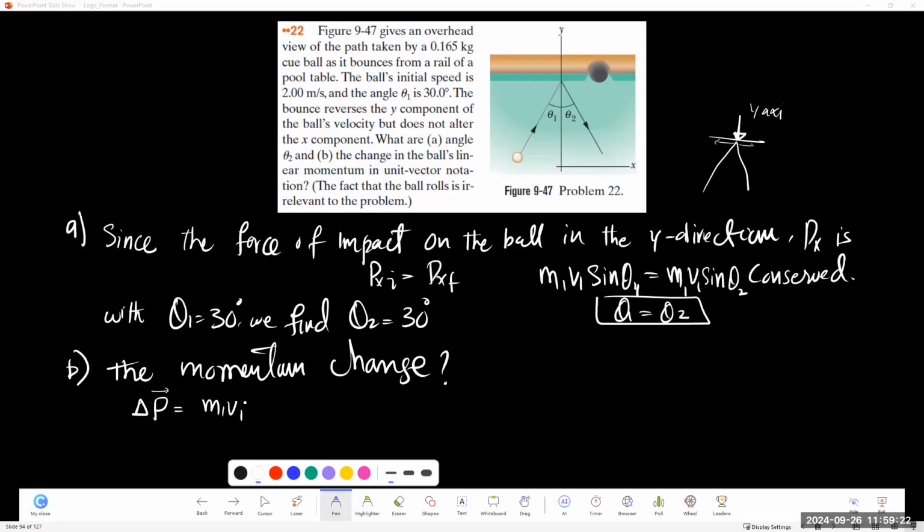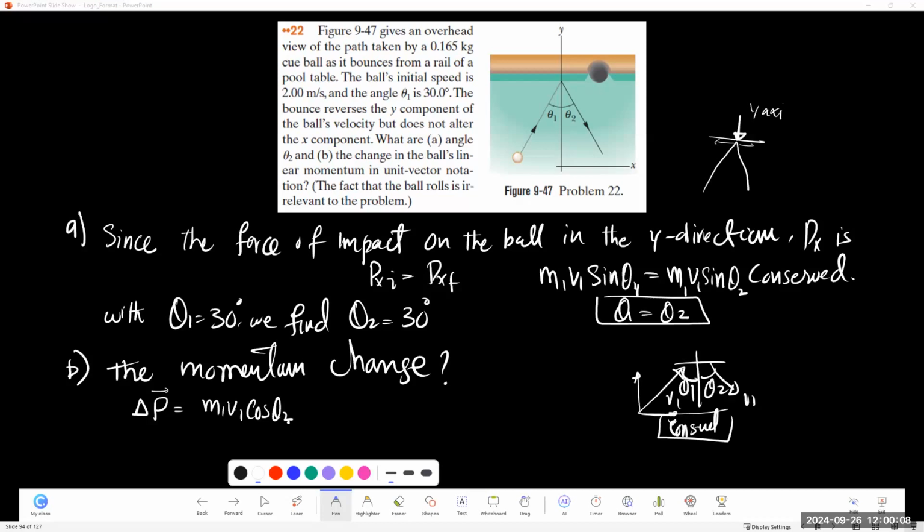The momentum change only applies in one direction. There is one velocity component here, and one velocity component here. This one is not changed, so it's conserved. The vx component is not changing, so momentum is not changing along the x-axis; only the y-axis is changing. So I'm going to write the y-axis: m1 v1 cos theta 2. This is one component, and after hitting, this is another component. I'm going to call this v1, then v1, and this is theta 2 and this is theta 1.